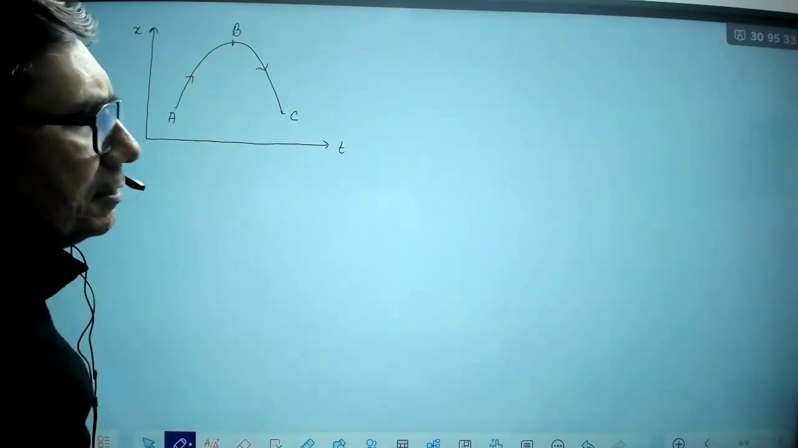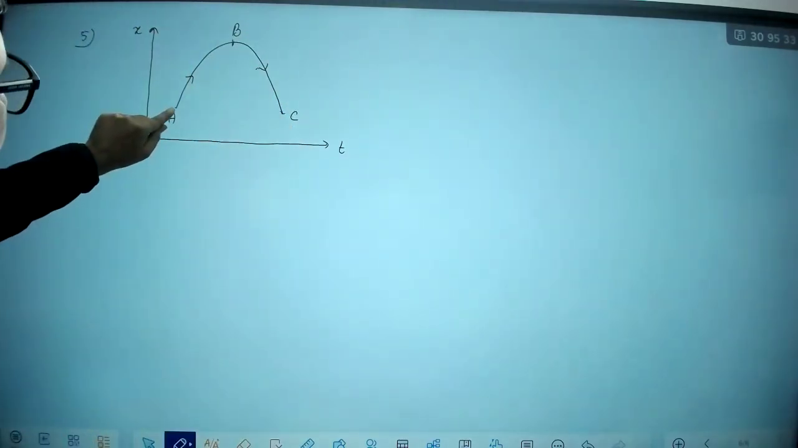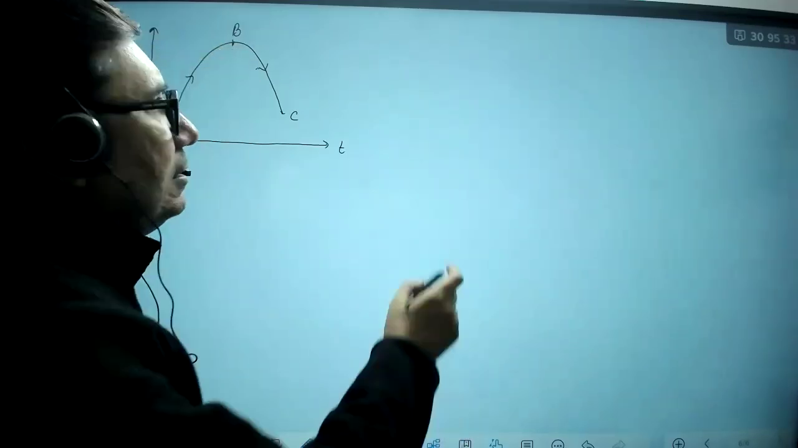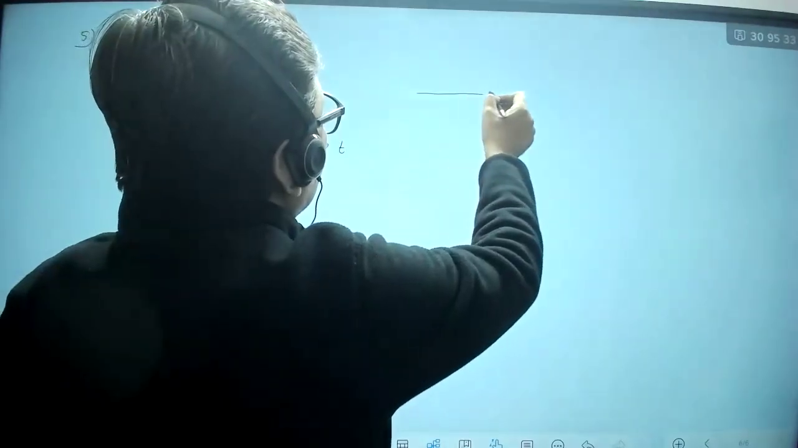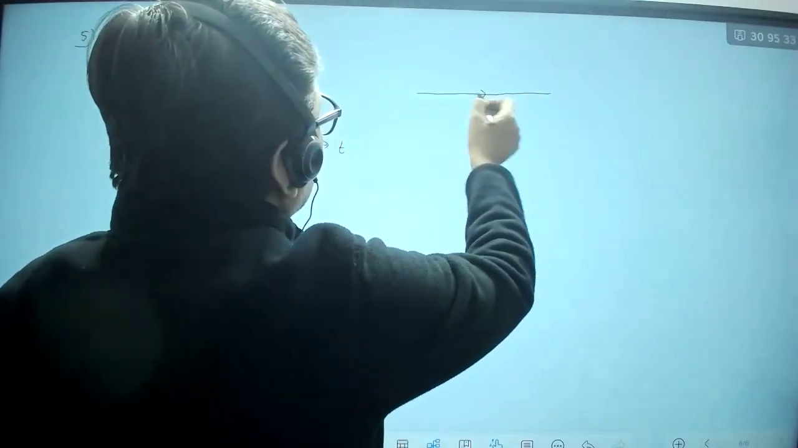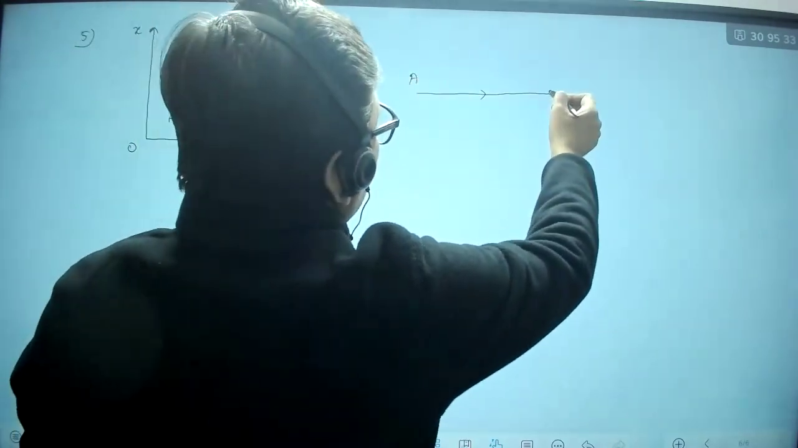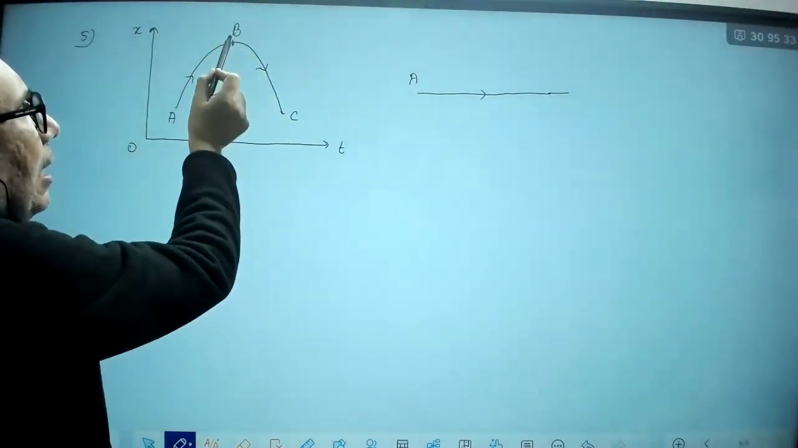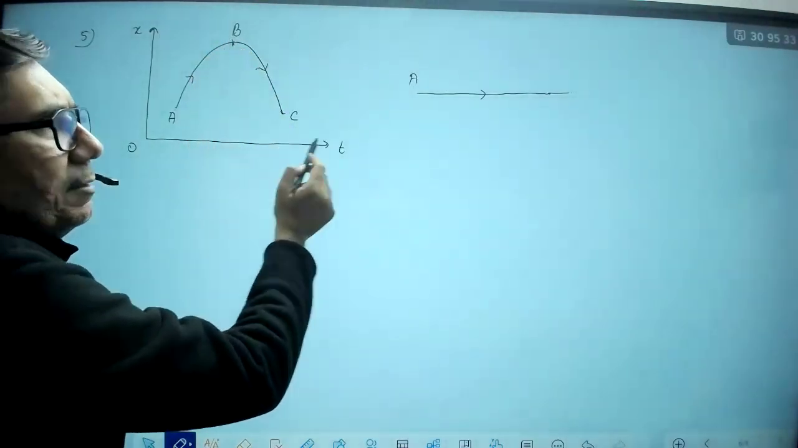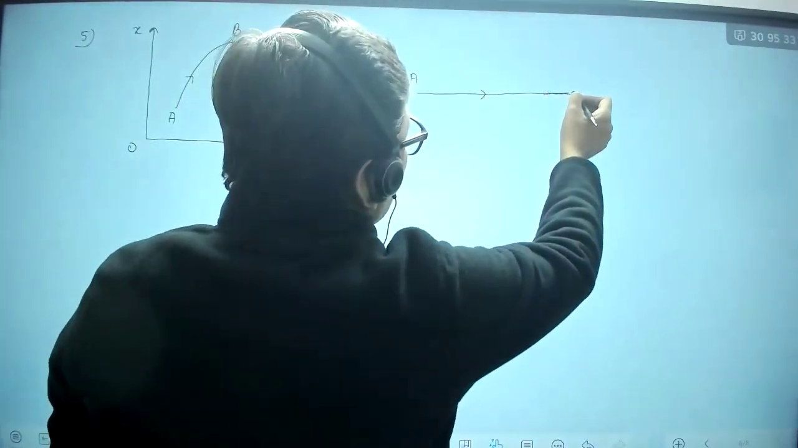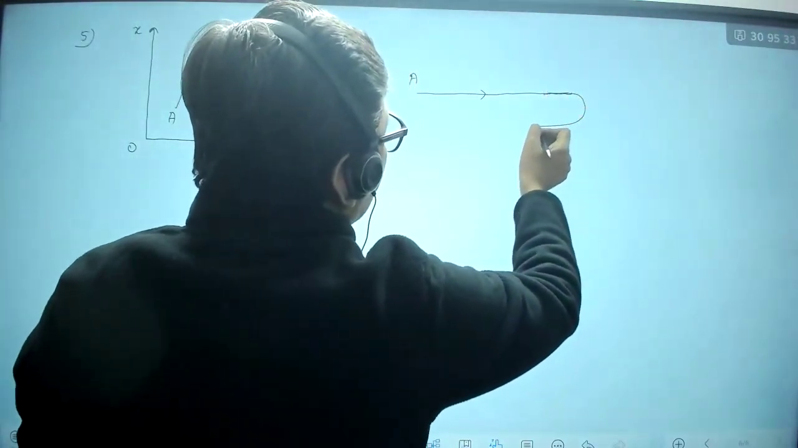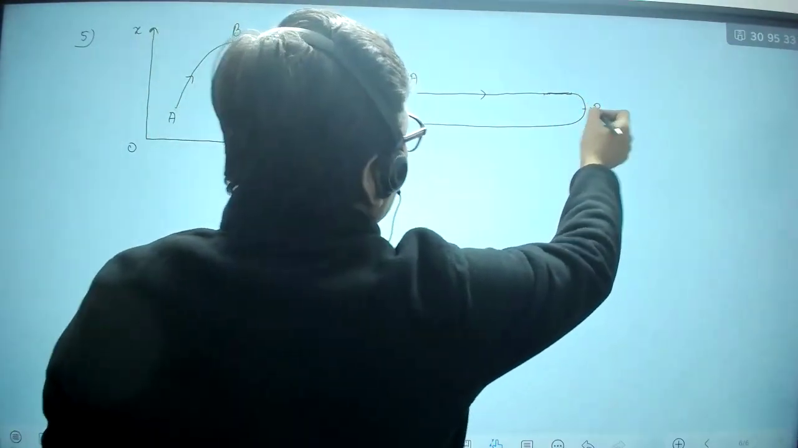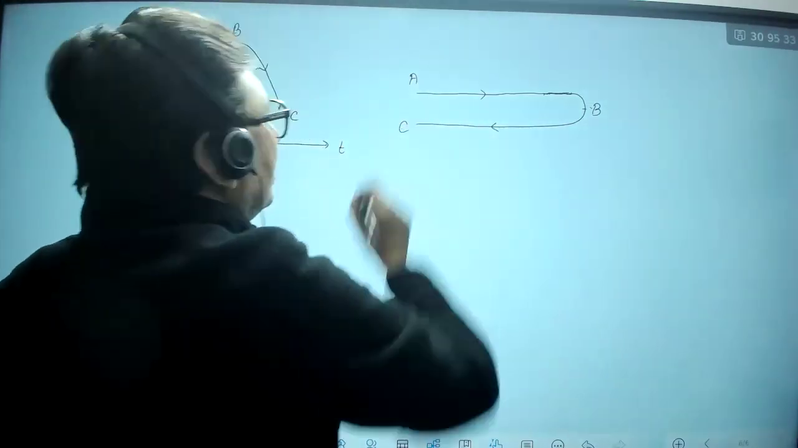So what is happening here? Try to understand: from A to B, x is increasing with time. Somewhere here is B. At this position, it is going to reverse. After point B, x is decreasing with time. So here it was positive motion, positive velocity, and now it is reversed and it reaches C.